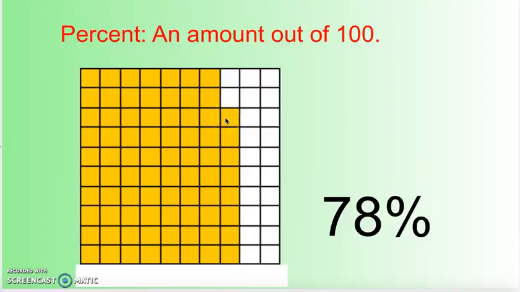And notice this is a hundreds grid, so it's a 10 by 10 square. And the area inside is 100. And 78 of the squares are shaded, and that is to represent 78%.